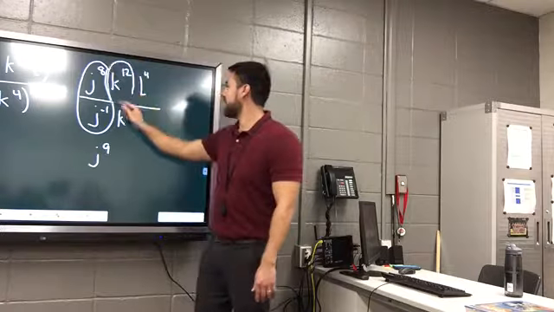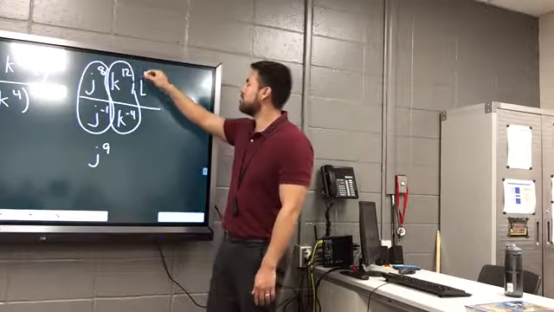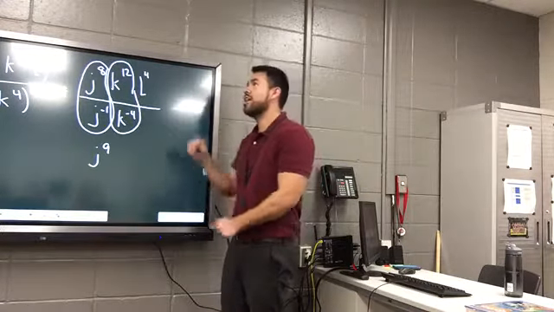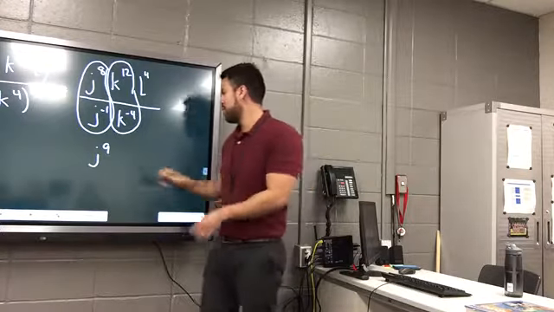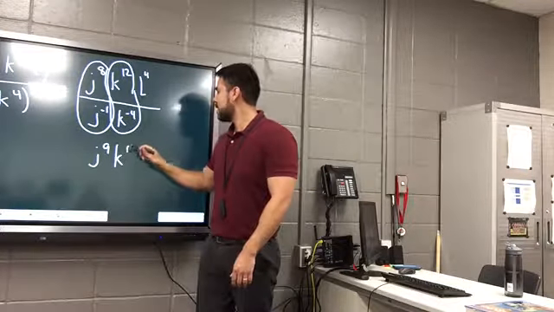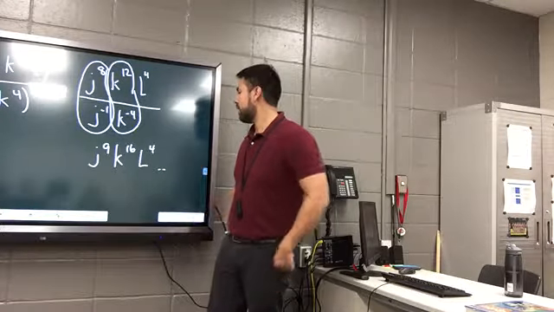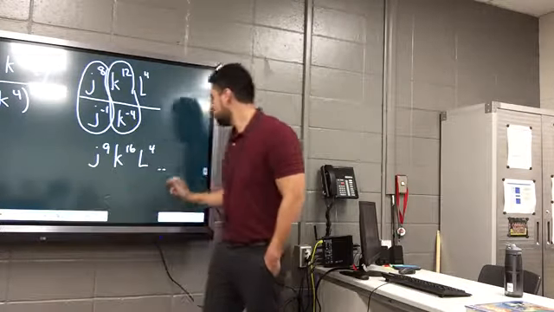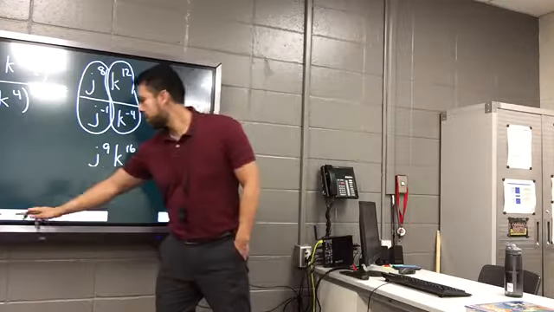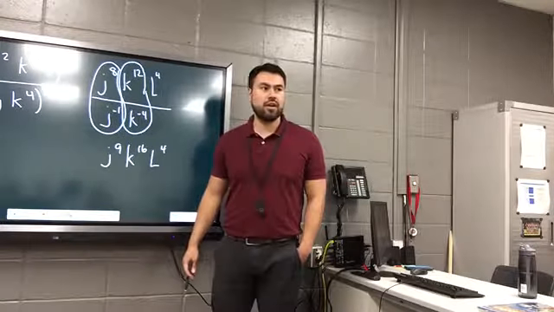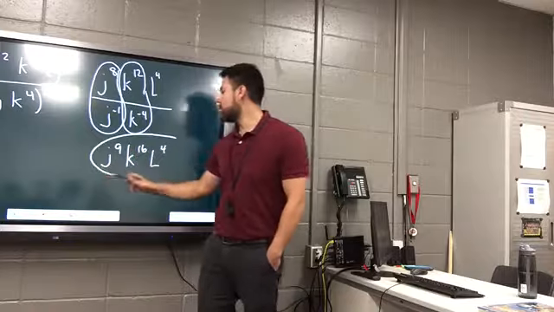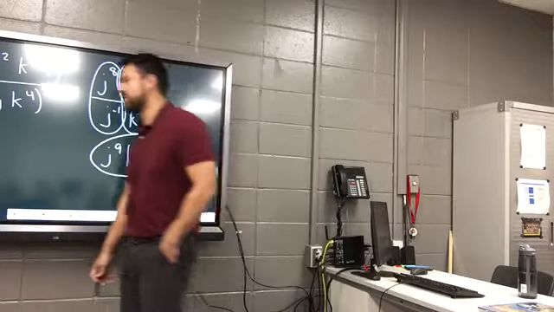Okay, I'm going to combine the k's, k to the 12th divided by k to the negative 4th, 12 minus negative 4, k to the 16th, and then the L stayed the same in the numerator. Do I have to move anything? No, because all the exponents are positive and there are no more similar bases.